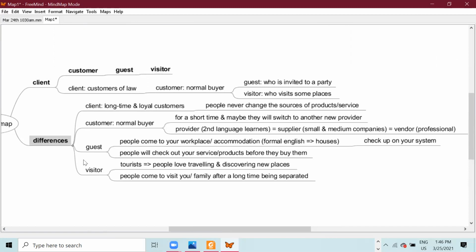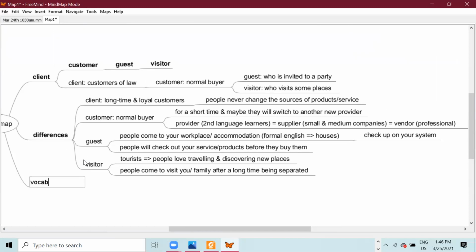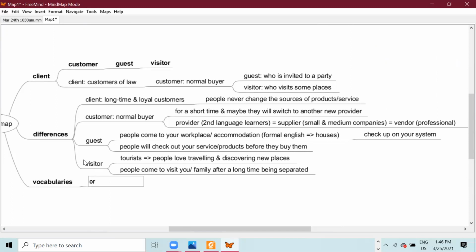These are the differences. And here are the vocabularies for organizations that I want you to upgrade. The first one is the word organization. If you don't want to mention whether this is an office or a company or a big company, just use the word organization.